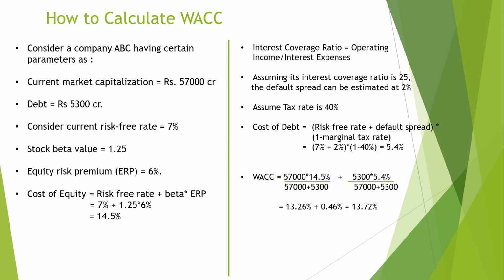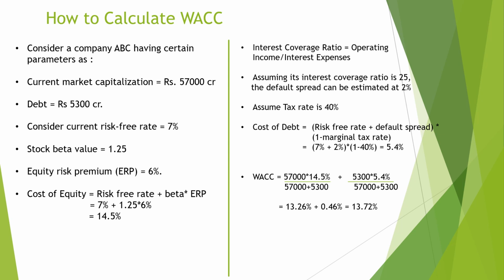So cost of equity in this case, as per the formula, would be risk-free rate plus beta into equity risk premium, and cost of equity is somewhere around 14.5%. So this is how we arrive at the cost of equity. Now to arrive at the cost of debt, we need to calculate something called the interest coverage ratio. What it tells us is how much of my interest expense is being covered by my operating income. And again, the higher this metric, the better.